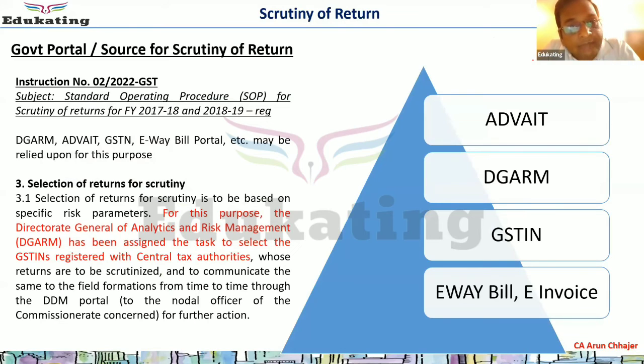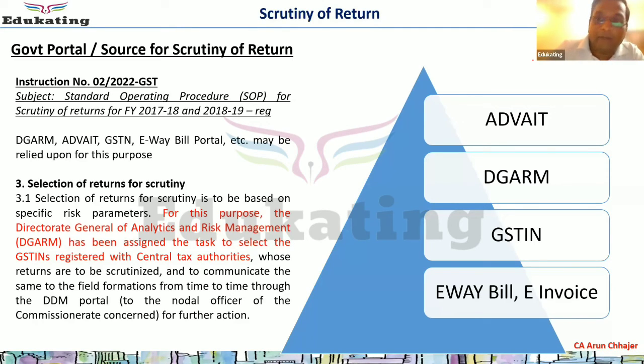But at the same time, you must be aware of each and every table of GSTR 3B, GSTR 1, GSTR 9 and 9C, then only can we do the comparison or interlinking. Okay. Last of this slide, then we will start our discussion.